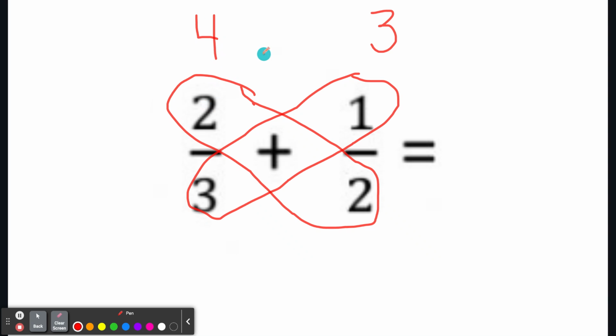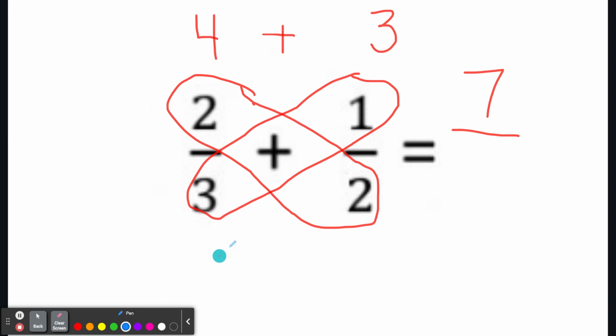Once we've multiplied across, we can then add those two numbers together in order to find out the numerator of our problem. What is 4 plus 3? That's right. 4 plus 3 is 7. So the numerator of our answer is 7.